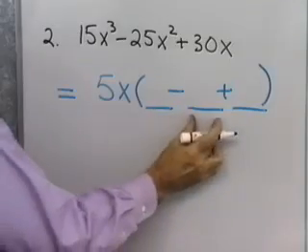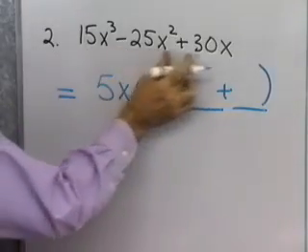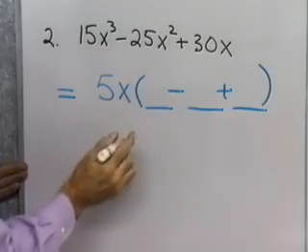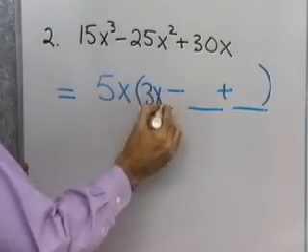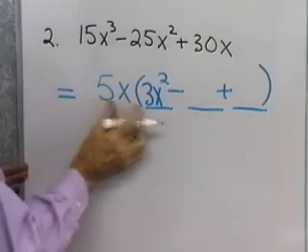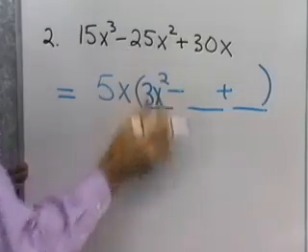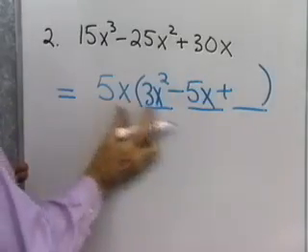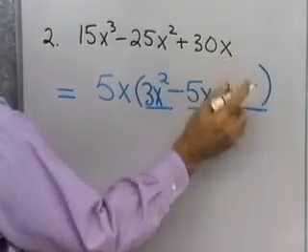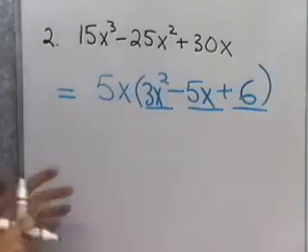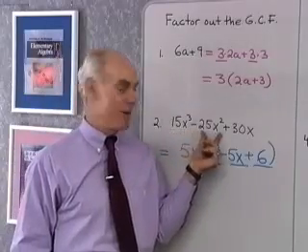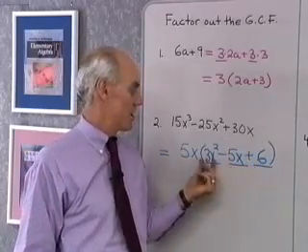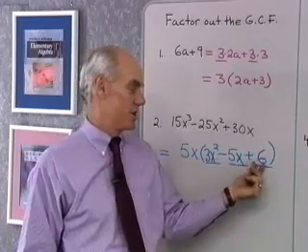that when I multiply 5x times each of them, I get these 3 terms here. So 5x times what will give me 15x cubed? The answer is 3x squared. 5x times what will give me 25x squared? The answer is 5x. And 5x times what will give me 30x? The answer is 6. So 15x cubed minus 25x squared plus 30x factors into 5x times the quantity 3x squared minus 5x plus 6.